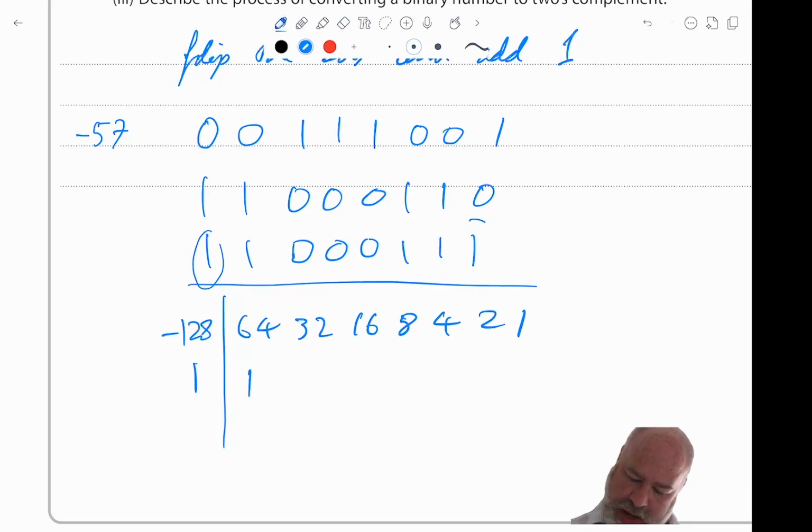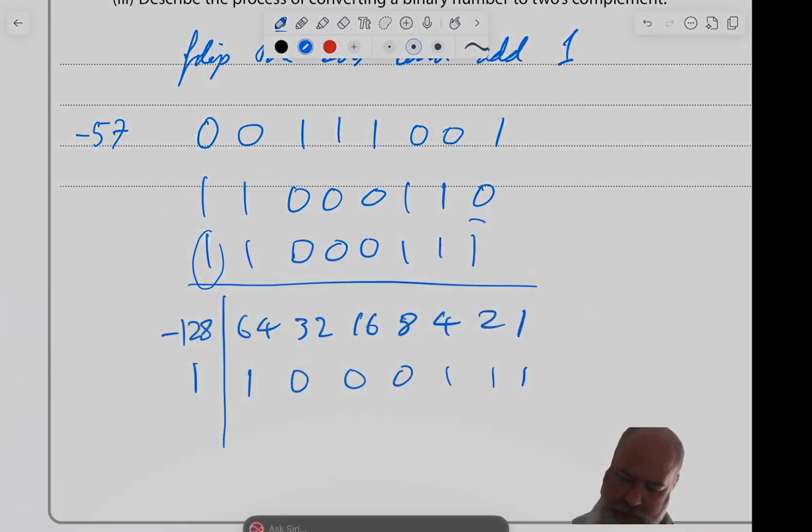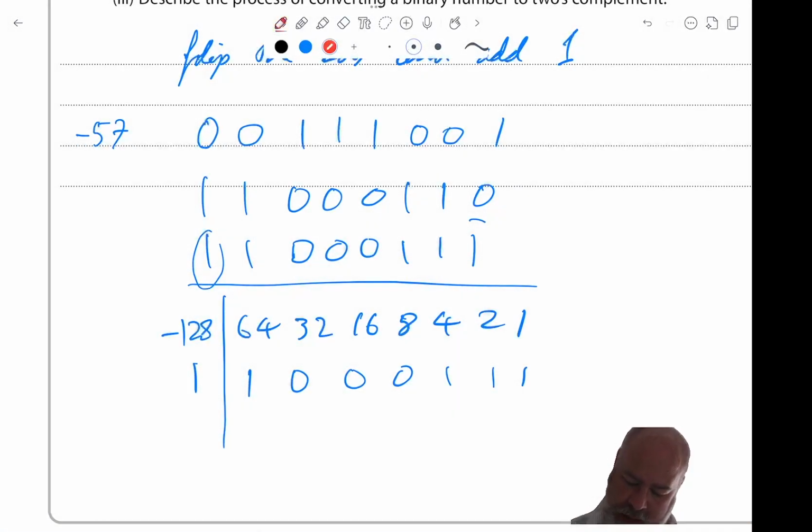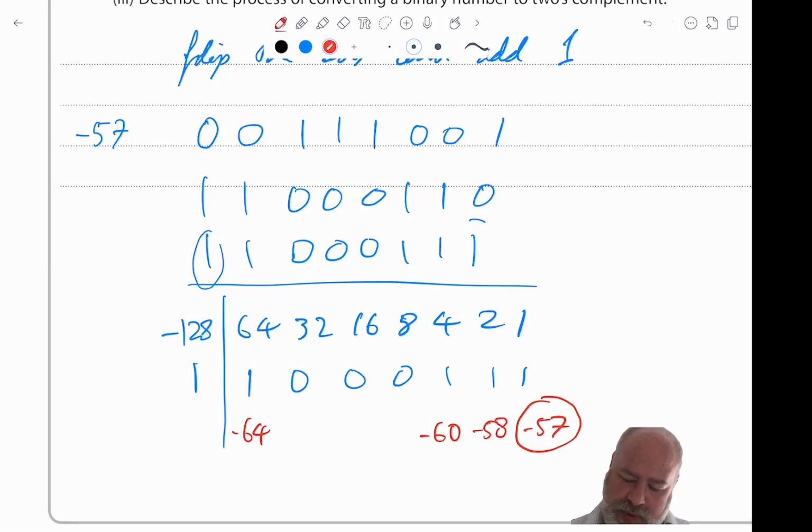So we've got a 1 here, 0 0 0 1 1 1. So we start off with minus 128. Then what we do is we add 64 to it. So we've got minus 64. Then we add 4 to it. So we've got minus 60. Add 2, we've got minus 58. Add 1, we've got minus 57. So we've just proved that the number that we're representing here is indeed minus 57.